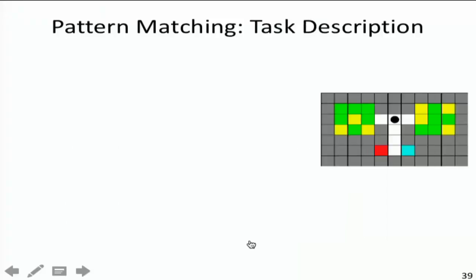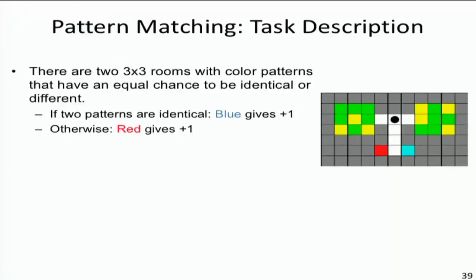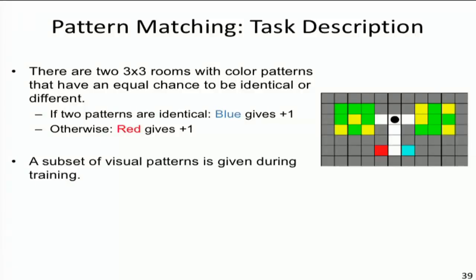And here are some other tasks. In this case, we are interested in whether the agent is able to remember and compare different patterns. So here, if the two room layouts are identical, then the agent has to go to the blue block. But if they are different, then it has to go to the red block. So the agent has to look at one room layout, look at another room layout, and make a comparison.